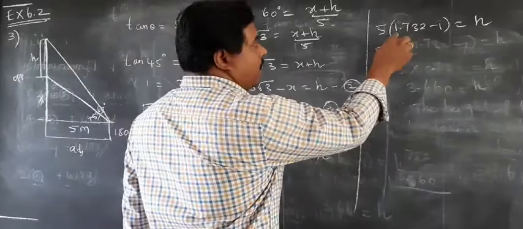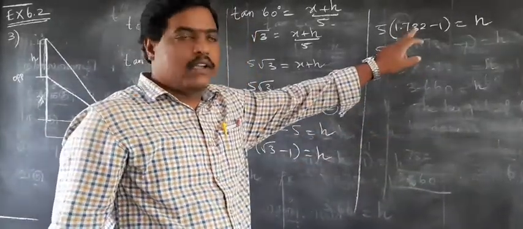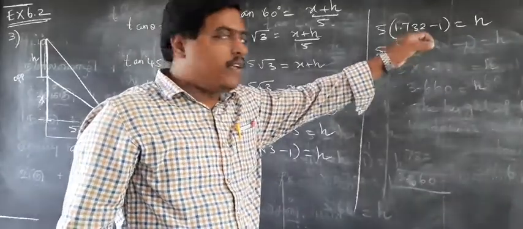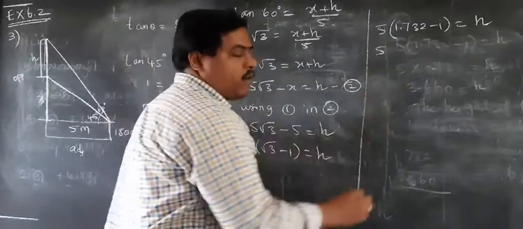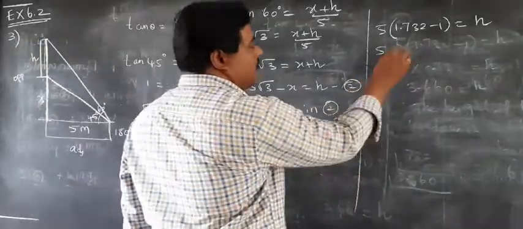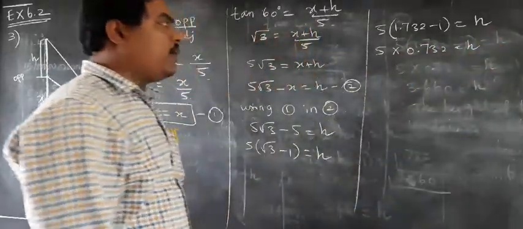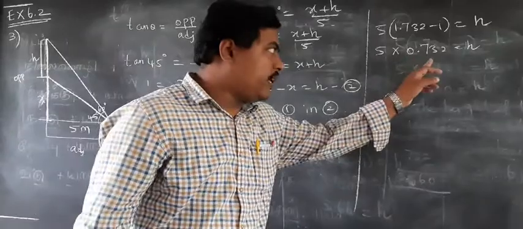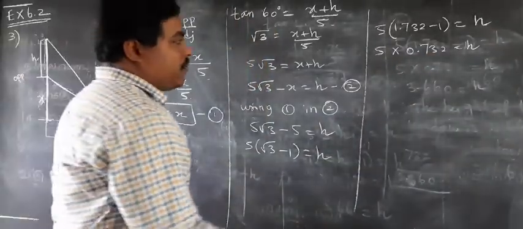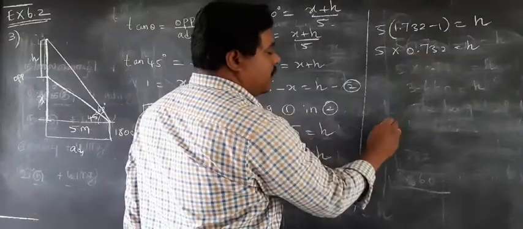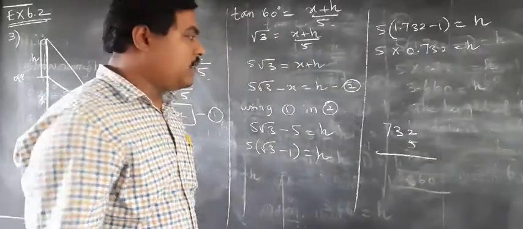Now see, 1.732 is like 1 rupee 73 paise. From that 1 rupee 73 paise we subtract 1 rupee, and we get 0.732. So 5 into 0.732 equals h. We have to multiply this 5 into 0.732 to get h, the height of the window. How do we multiply this? Without the point, you take 732 into 5. No need to take the point in that. Just take the number.